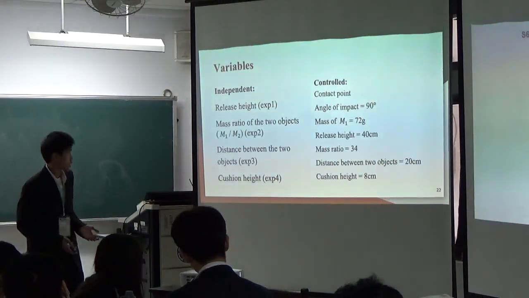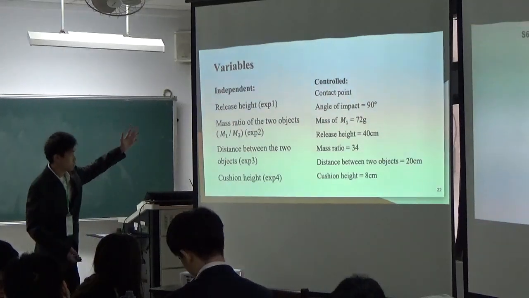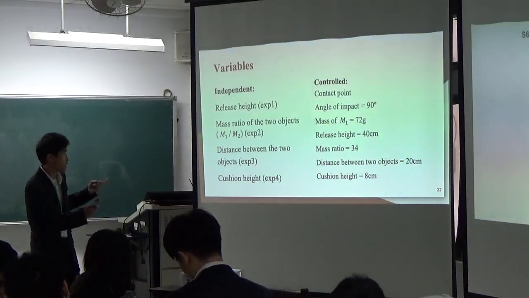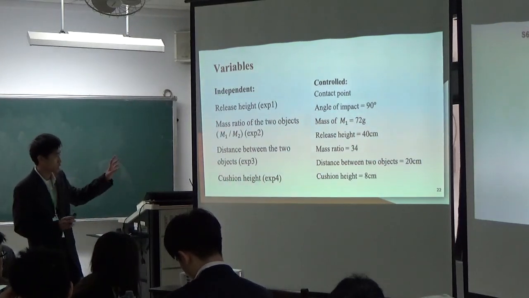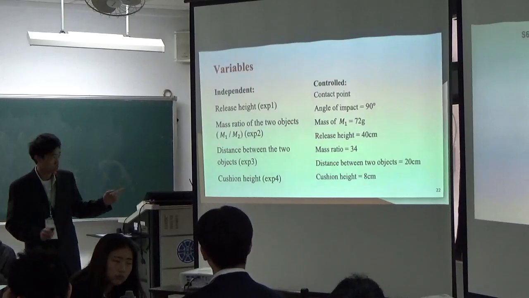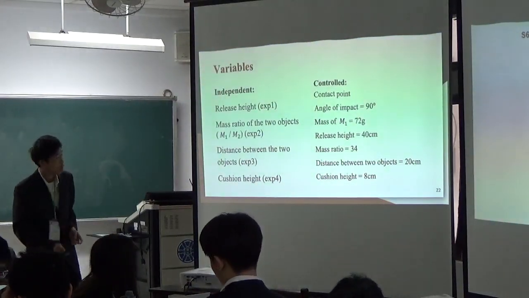So our variables of this experiment. The independent variables are listed here. In experiment 1, we discussed release height. Experiment 2, we discussed mass ratio. Experiment 3 is the distance between the two objects. Experiment 4 is our cushion height. And these are our controls.